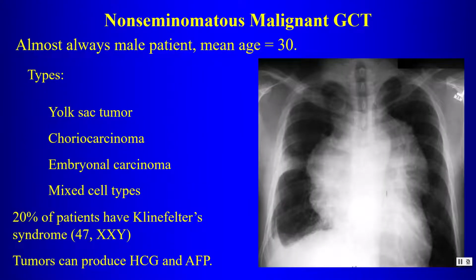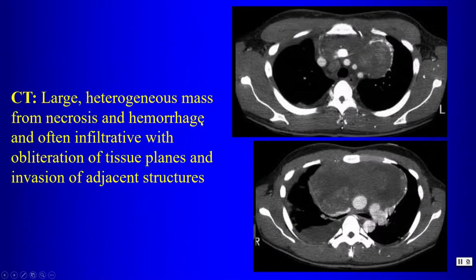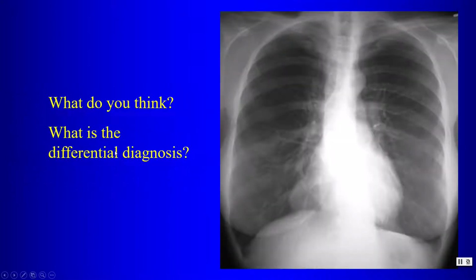Non-seminomatous malignant germ cell tumors, again, almost always males. These are the cell types. 20% can have Klinefelter's, and these tumors can produce HCG and AFP. These also can be very aggressive anterior mediastinal masses, as we see here. So, a large heterogeneous mass, you might have necrosis and hemorrhage, often infiltrative, and these may invade surrounding structures.